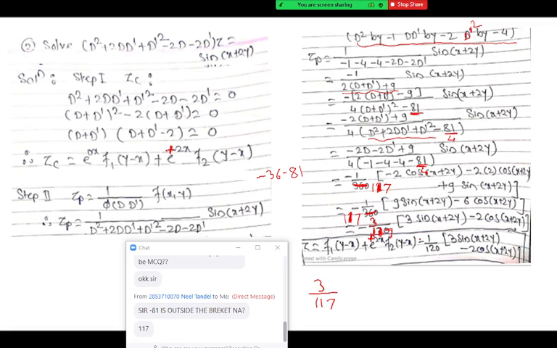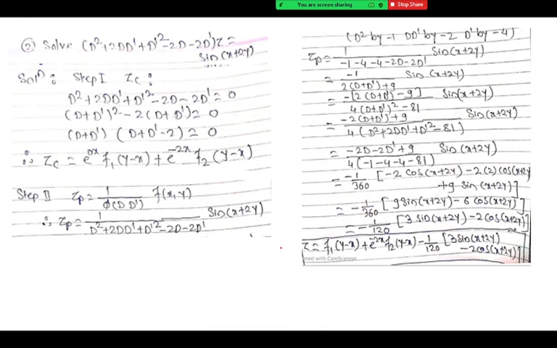So the final answer now, I think, is minus 1 by 39, because here minus 3 upon 117 is there. So minus 1 by 39 is there. Okay, good. Good observation, Neil. Okay, so that is about the non-homogeneous case.